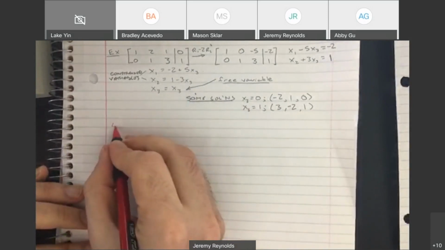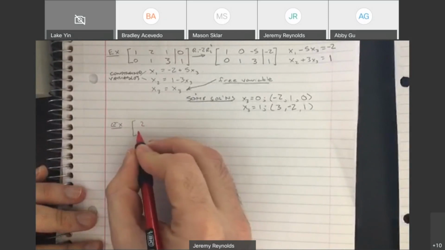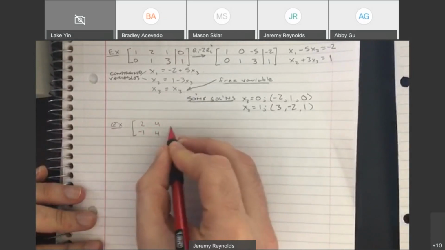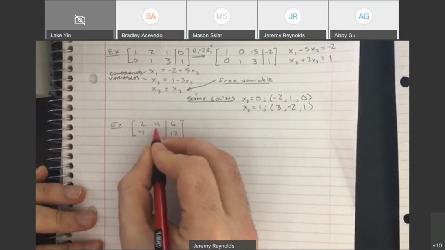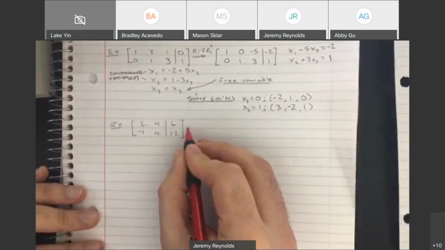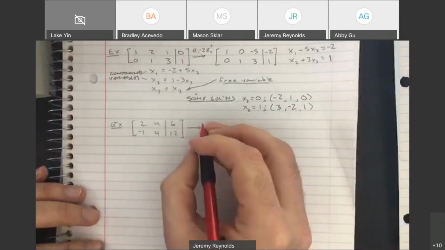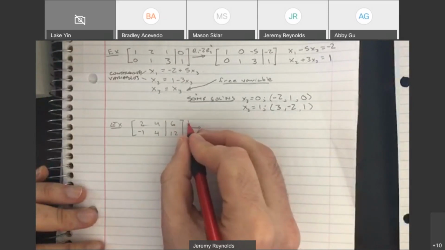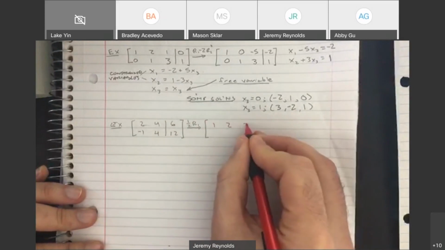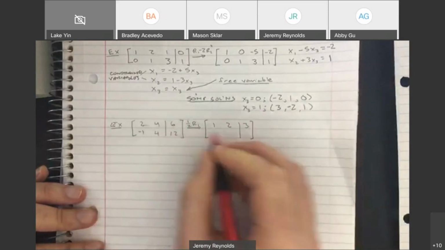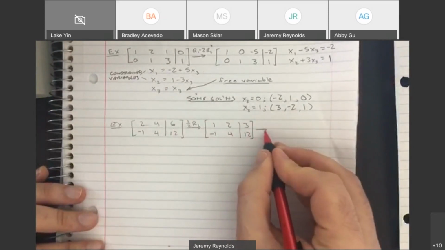A third example, so let's look at one where you have an n by n matrix. So this is a 2 by 2 coefficient matrix. So to get it to echelon form, we're going to have to divide the top row by half. We do 1/2 row 1. That will give us 1, 2, 3. The bottom row will stay the same.